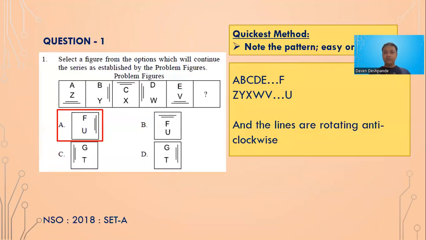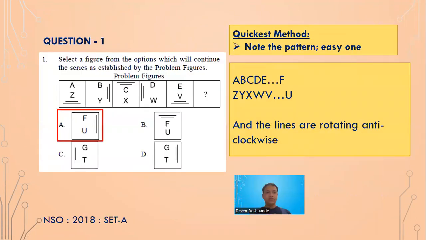The first one: select a figure from the options which will continue the series as established by the problem figures. So find the pattern. Again, this is an easy one. A, B, C, D, E, and this will be F. And this is in the reverse order: V, W, X, Y, Z. What comes before V? U comes before V. So it will be U, V, W, X, Y, Z.